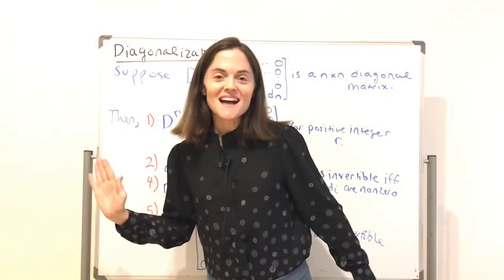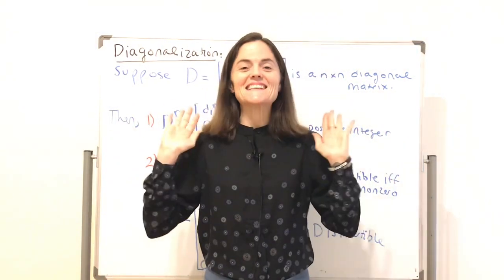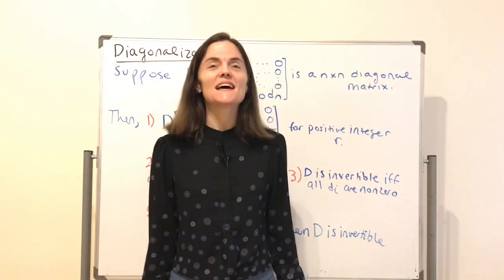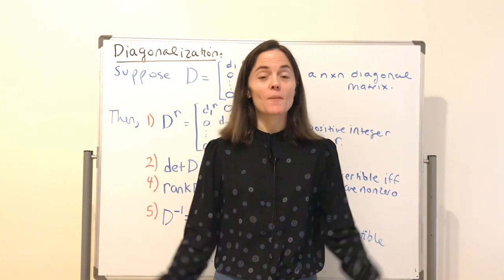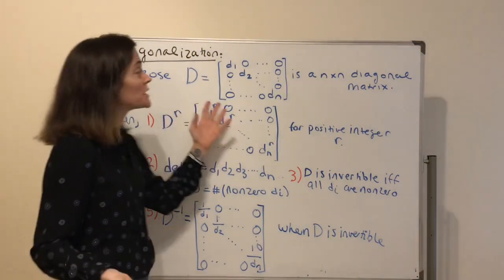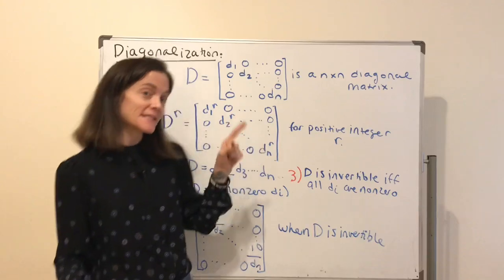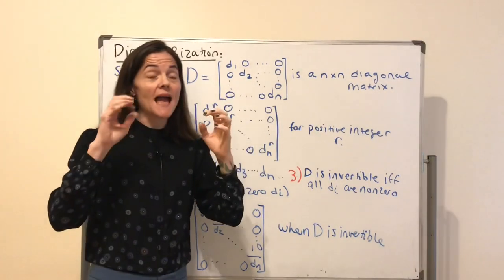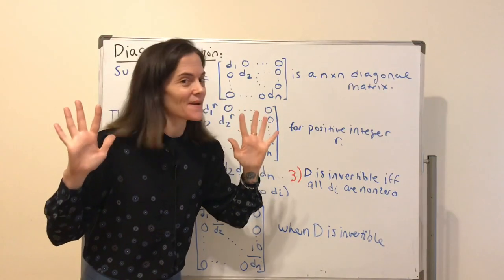We want to discuss diagonalization. Okay, well, before I do, let me talk about why we like diagonal matrices. So if I hand you an n by n diagonal matrix D and the entries D1 through Dn are along the diagonal, we have zeros everywhere else.